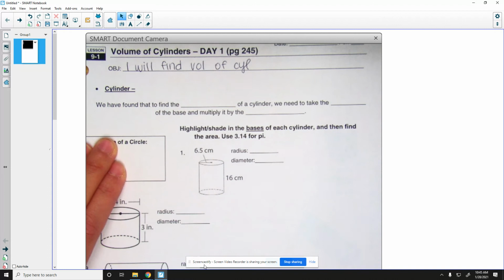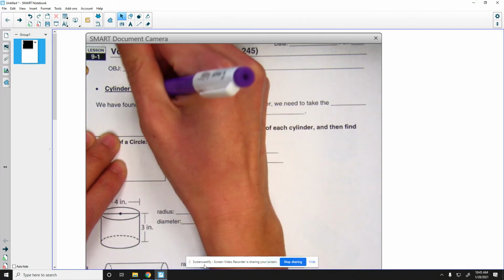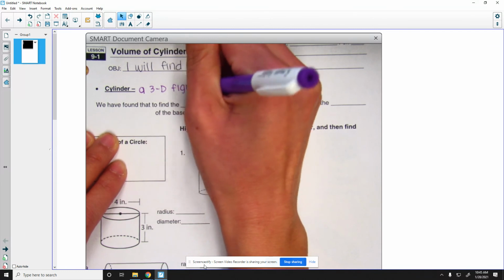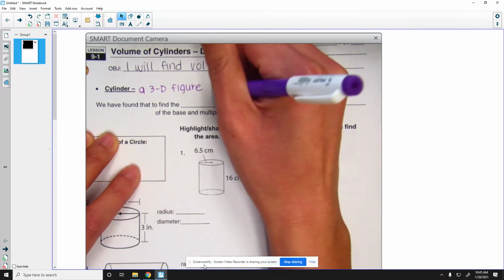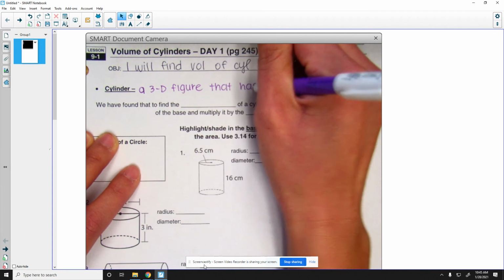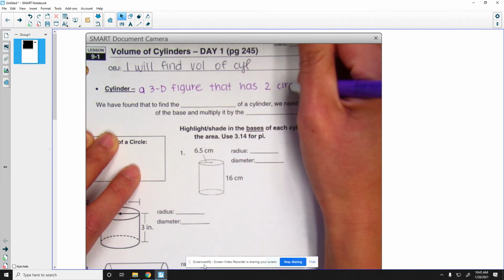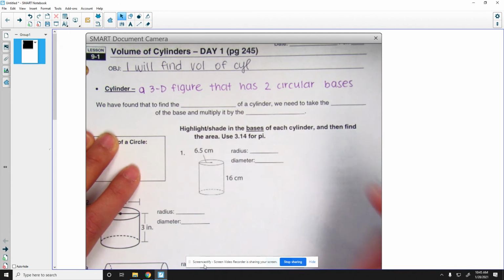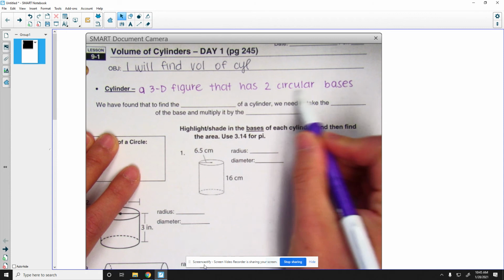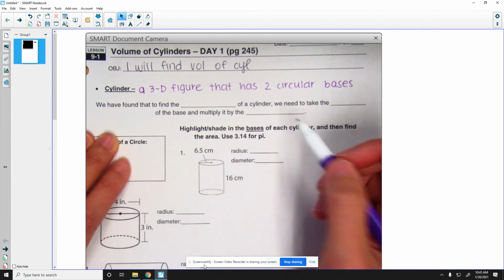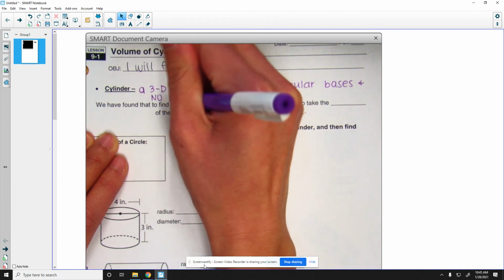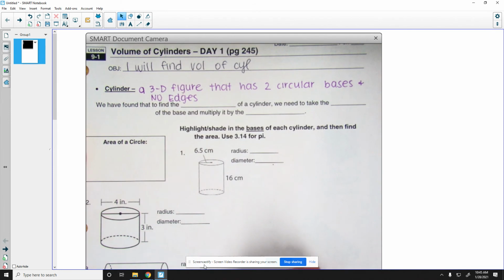Okay, so officially, a cylinder is a 3D figure that has two circular bases, right? The bases are the top and the bottom. So they're two circles. My bases are circular, the top and the bottom. They're two circular bases and no edges, right? There's no edges to my shape. There's no hard corners. Everything is curved.